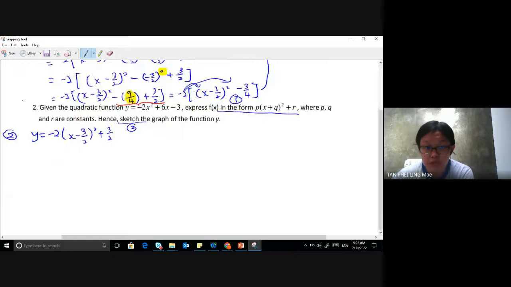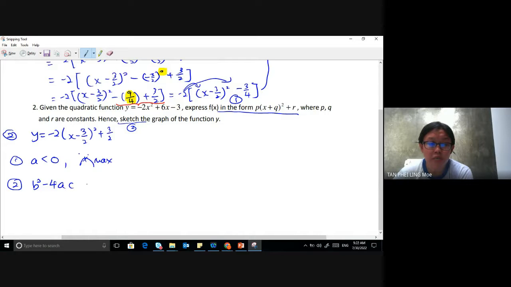So let's move on to sketch the graph. Okay, so remember the first step. Okay, sketch the graph. There are 5 steps, right? So very first one, look at the a. a is less than 0. So we know that this will be a sad face with a maximum point. Okay, so this is your sketch. Step 2, we will do b square minus 4ac.